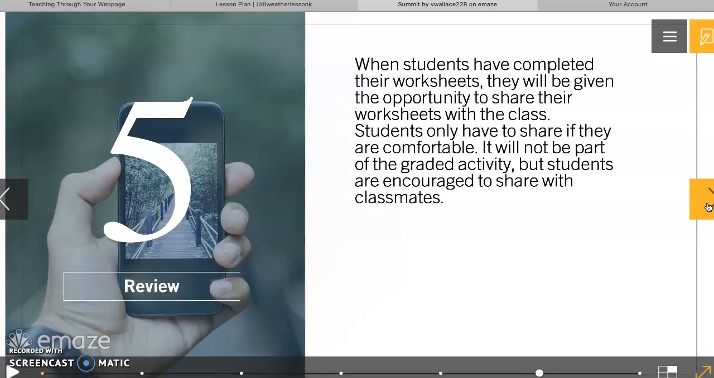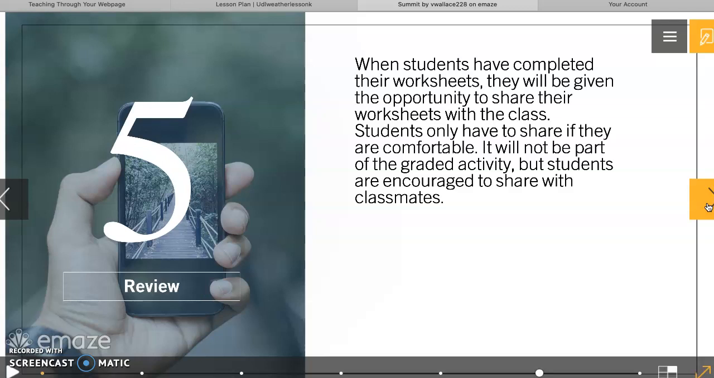After that lesson, students will have completed the worksheet. They will be given the opportunity to share their ideas with the class. Students only have to share their ideas if they're comfortable. It is not a part of the graded activity, but students are encouraged to share with the classmates. It's very important for students to have those public speaking skills and to not be shy and to stand up in front of their classmates. It's an open, non-judgmental environment in kindergarten. It's very easy for everybody to get up there and want to share, and we very highly encourage that.